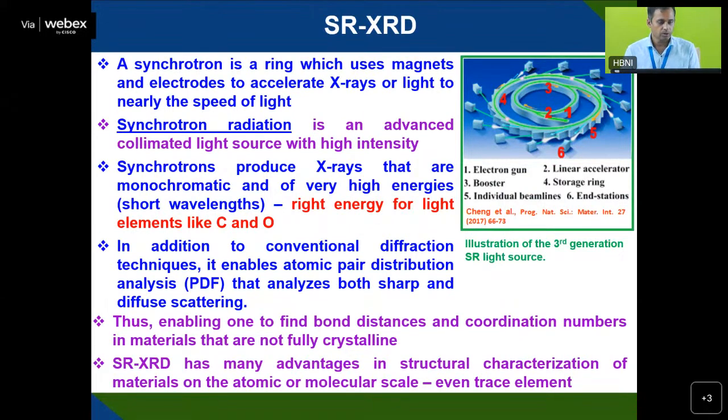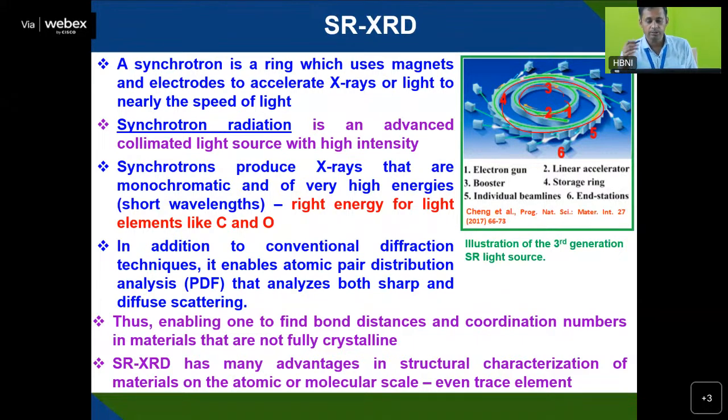So that we'll discuss now. If you go for a synchrotron XRD, the first thing you need is a synchrotron. A synchrotron is a ring which uses magnets and electrodes to accelerate the electrons. Here you can see these are the rings, these synchrotron rings, where X-rays are produced inside.